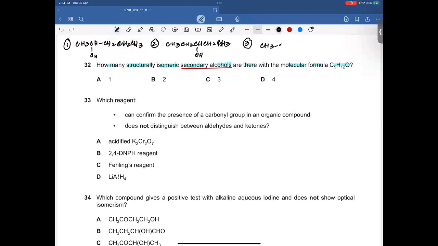CH3, CHOH will remain as it is, then CH, and then CH3, and then CH3. Okay. This is secondary alcohol, by the way. This is secondary alcohol. This is secondary alcohol. Is there any possibility left? I don't think so. There is another possibility exists now.